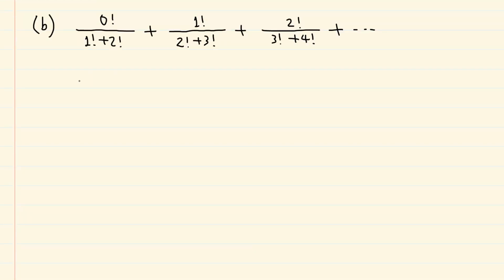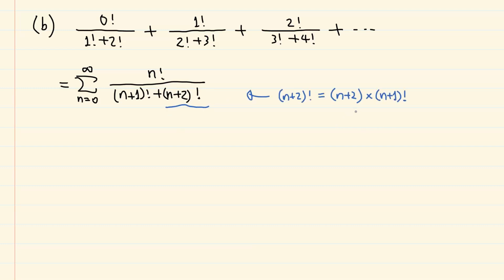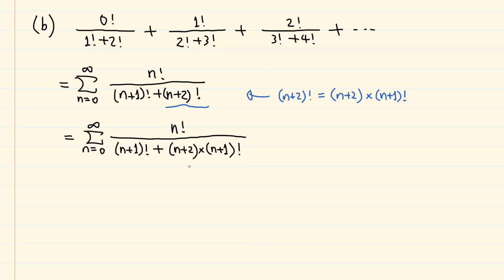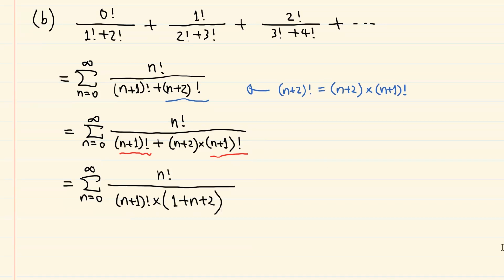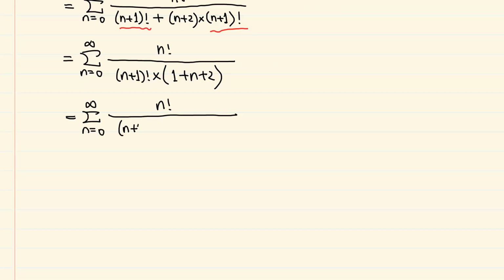Similarly, for the second series, let us also express it in sigma notation. So we have sigma from n equals 0 to infinity, n factorial over (n plus 1) factorial plus (n plus 2) factorial. So we use the same stuff here, that (n plus 2) factorial is (n plus 2) times (n plus 1) factorial. So we have (n plus 1) factorial as the common factor. So we have (n plus 1) factorial times (1 plus n plus 2). So we have (n plus 1) factorial times (n plus 3).